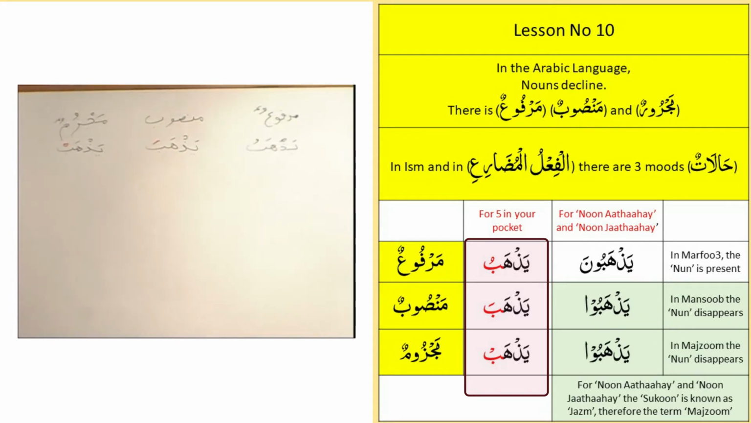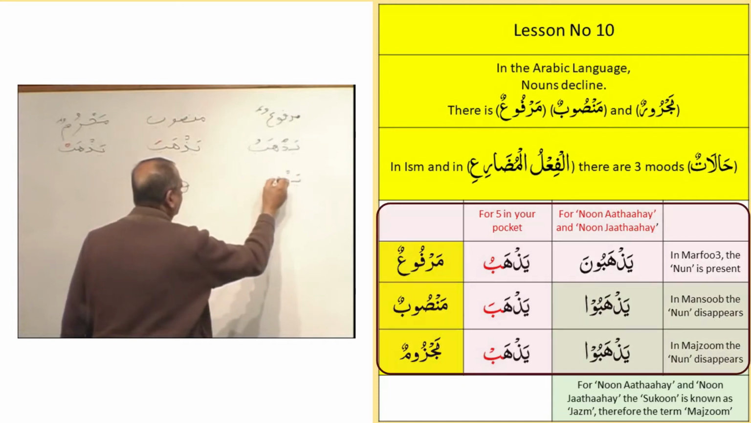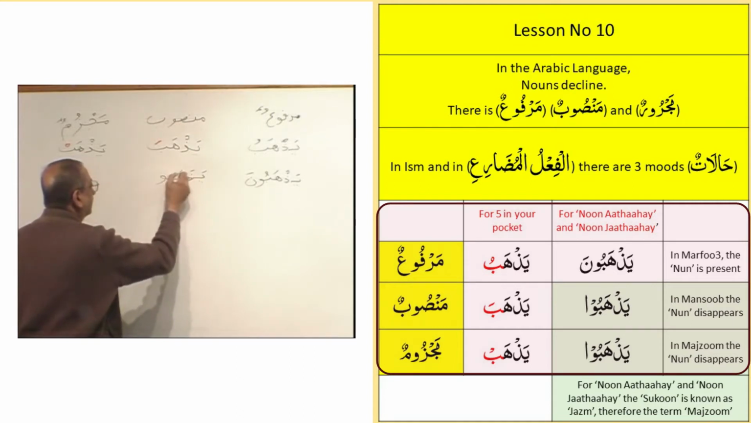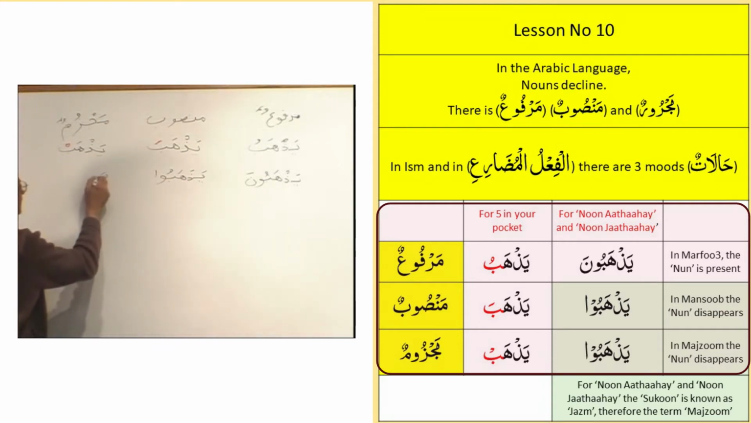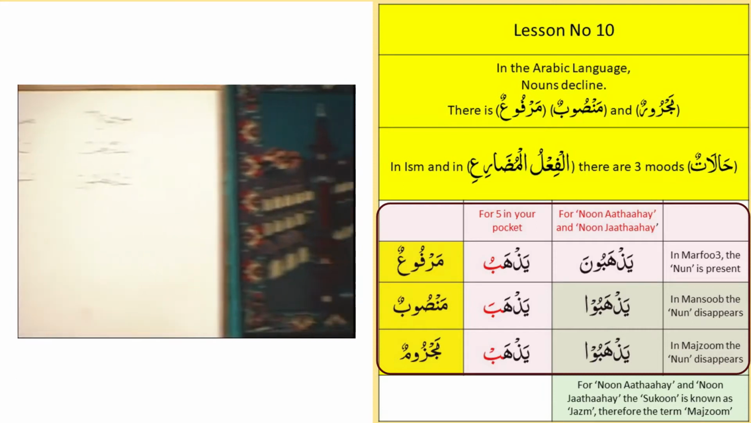Got the idea? What happened here, brothers and sisters? Sister Maimuna, what happened to yadhabun? When it became mansub, the noon disappeared. Are you with me? When it became majzum, the noon disappeared. So, when it is marfu, the noon is there.